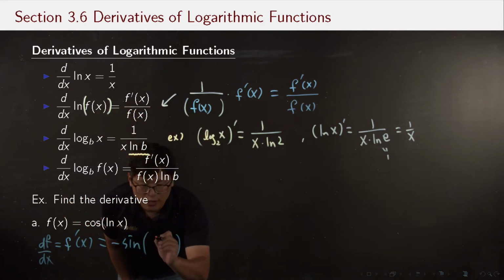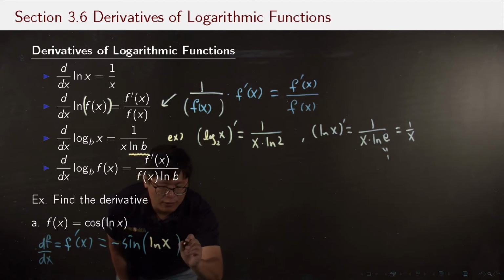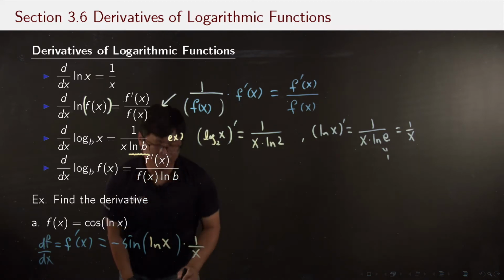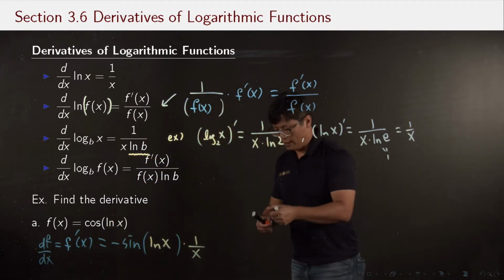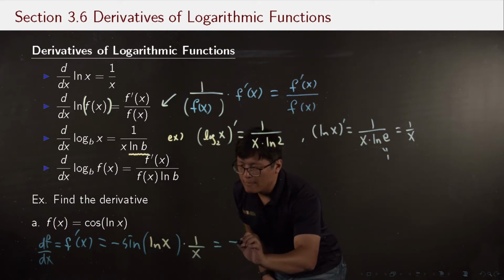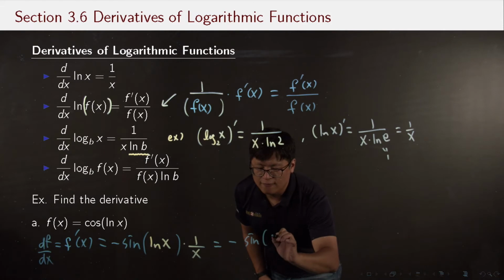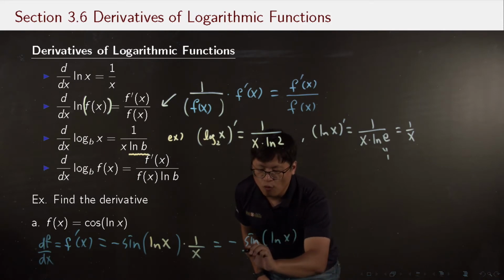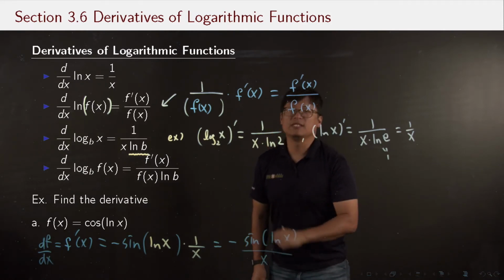Once you write your inside function, don't forget you have to multiply by the inside function's prime. I'm talking about the chain rule, right? If you want me to rewrite this in one fraction, yes, I can do it. Minus sine of ln x over x. This is the answer, okay?